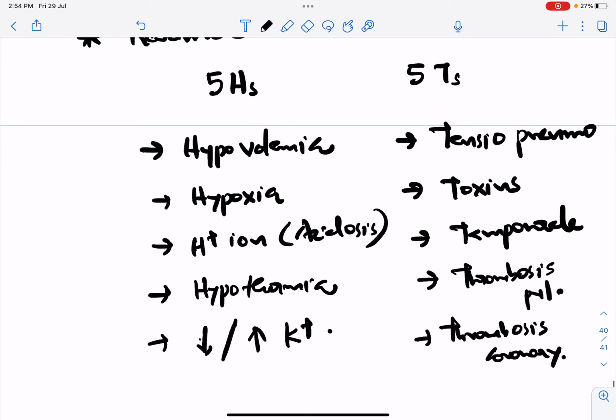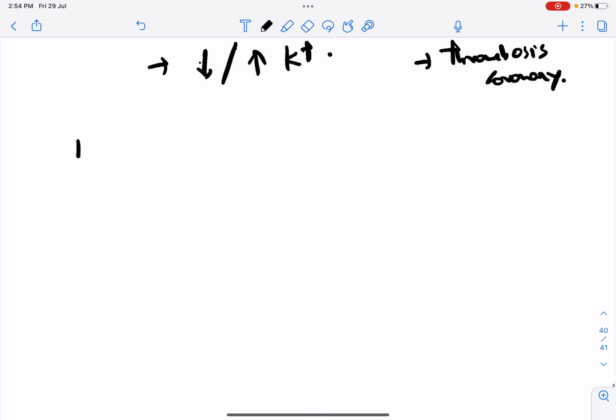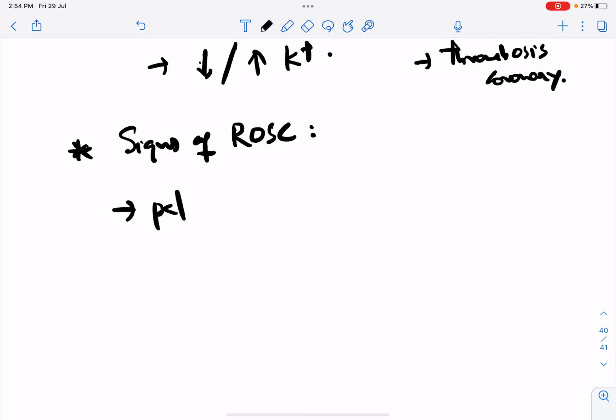And what are the signs of return of spontaneous circulation? You are resuscitating a patient according to ACLS guidelines. How will you know the patient has got a pulse, or that return of spontaneous circulation has been achieved? If you get a palpable pulse, then ROSC has been achieved.